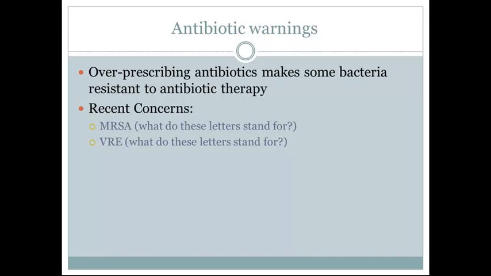So MRSA can only be treated by very select drugs. One of the main drugs that we treat MRSA with is vancomycin. But then if there is a vancomycin resistance that occurs, one of the only drugs that is available to treat vancomycin resistant enterococci is isoniazid that we oftentimes will use.